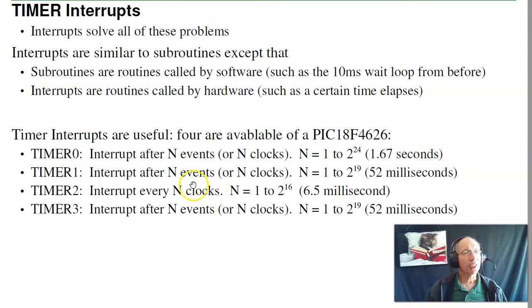For each interrupt, every n clocks, I stop the processor, stop the main routine, and do something. For timer 0, n can be anywhere between 1 and 2 to the 24th, so it maxes out at 1.6 seconds. Timers 1 and 3 can go up to 2 to the 19th clocks, or 52 milliseconds. And timer 2, the one we're looking at here, goes up to 2 to the 16th clocks, or 6.5 milliseconds.